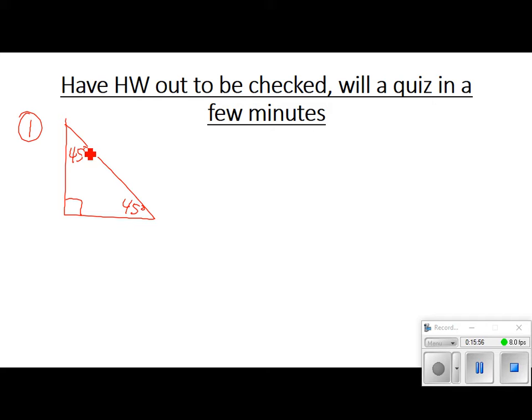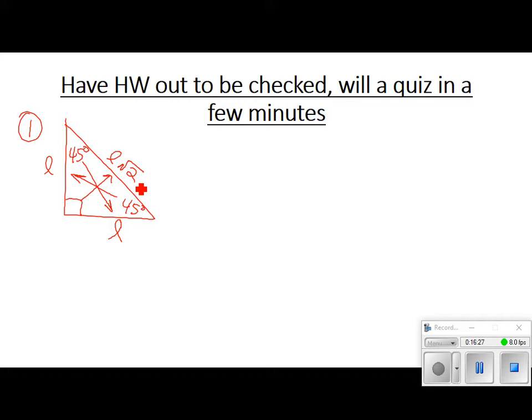45, 45, 90. In a 45, 45, 90 triangle, the side across from that 45-degree angle, we're going to label L. The side across from the other 45-degree angle, L. The side across from the right angle, L times the radical 2. Make sure you don't get that confused, because a lot of people think that, because 90 is double 45, it's 2L. It's L times the square root of 2.